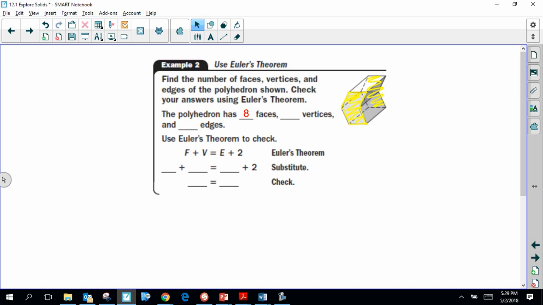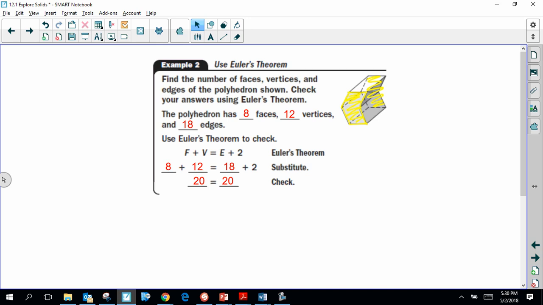It has 8 faces, 12 vertices, and 18 edges. So if I substitute those values into Euler's theorem formula, F plus V equals E plus 2, we can see when we simplify them, they match, they balance, which is what works for every polyhedron, and it works for really the big ones too.